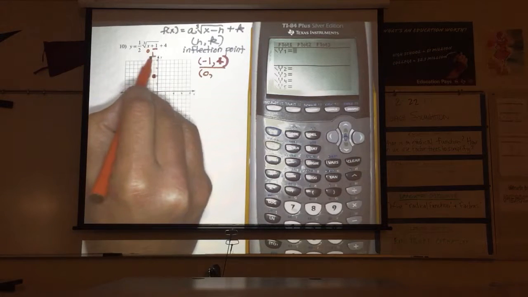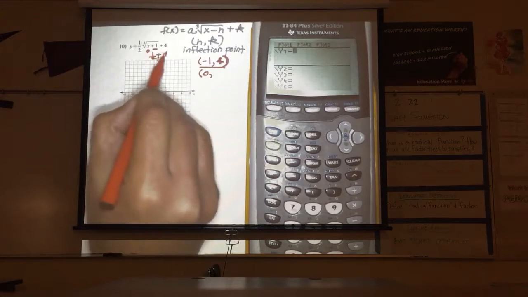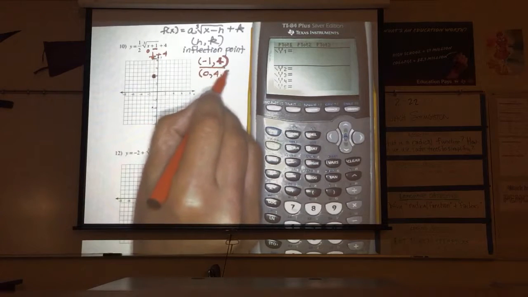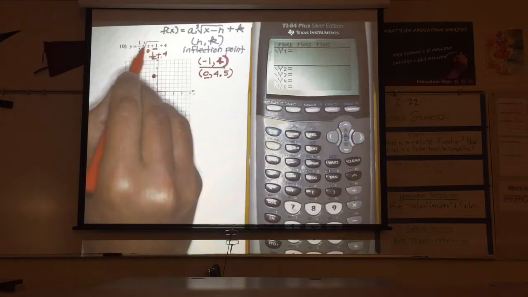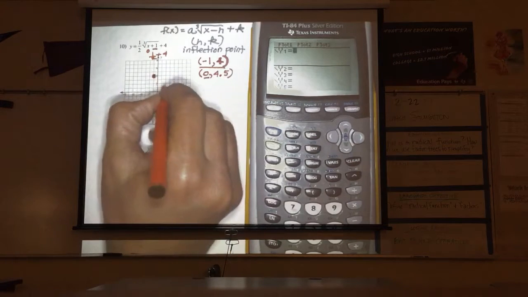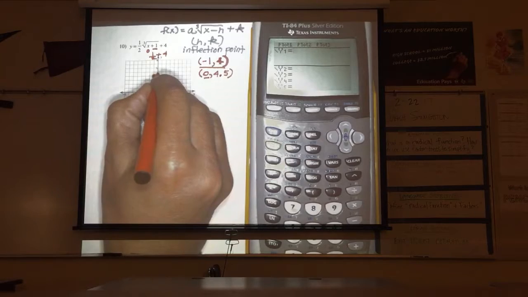1/2 of 1 is 1/2. Add 4, and we have 4.5. You can plug this into your calculator. All I'm doing is taking this value and substituting it in for x. So our next point is going to be at (0, 4.5).